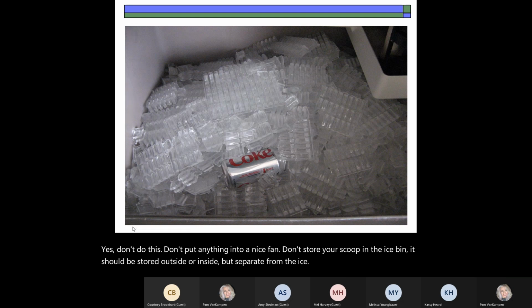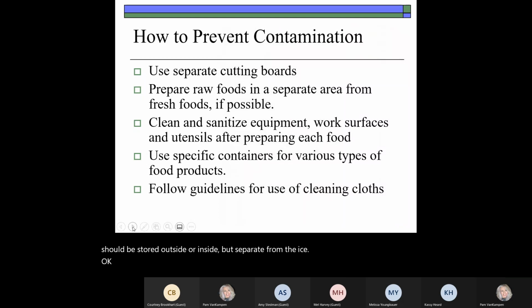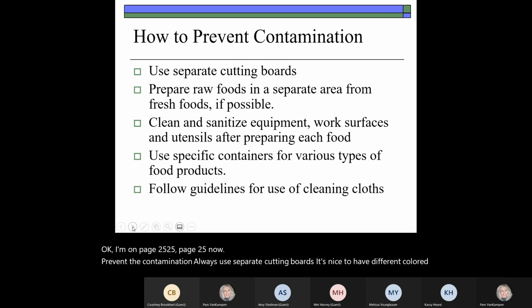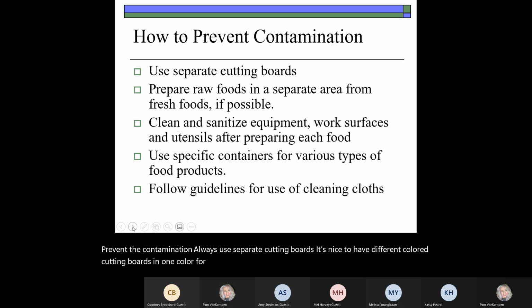Okay, I'm on page 25. How to prevent the contamination. Always use separate cutting boards. It's nice to have different colored cutting boards, you know, one color for the meat, one color for the produce, one color for the bread.